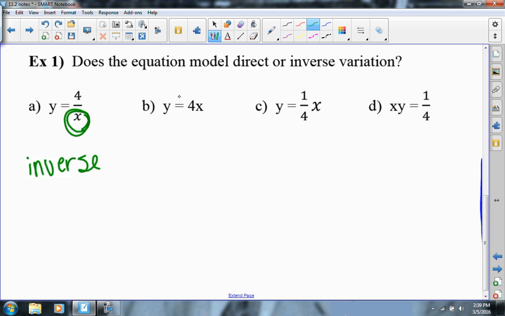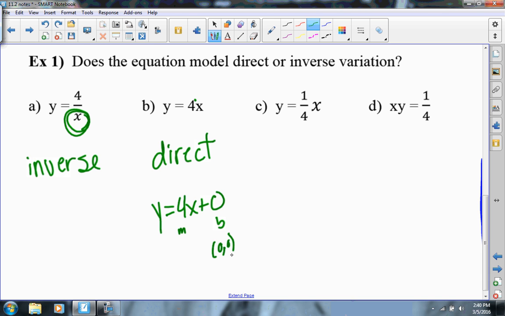Part B, we have y equals 4 times x, and since there's multiplication going on there, that's going to be direct. And this would be very similar to y equals mx plus b, y equals 4x plus 0. If we added on that 0 at the end, the 4 is going to be our slope, and the 0 would be our intercept. So again, it's always going to go through the origin, 0, 0.